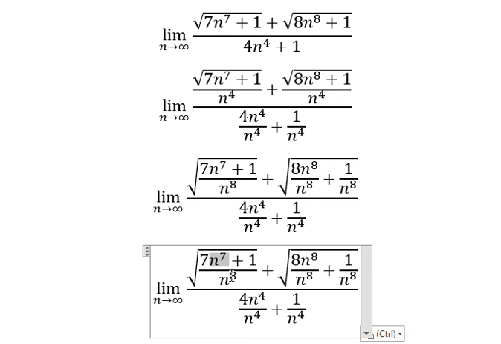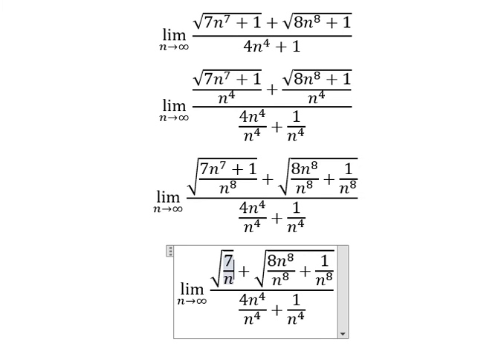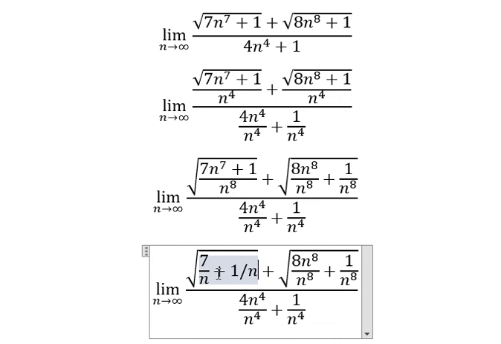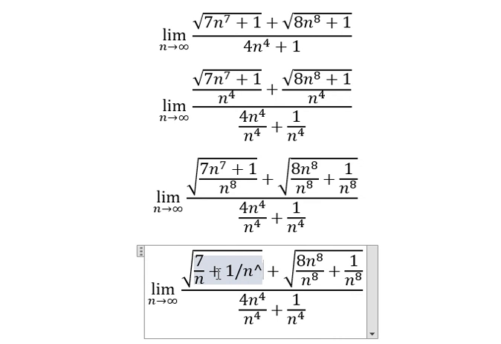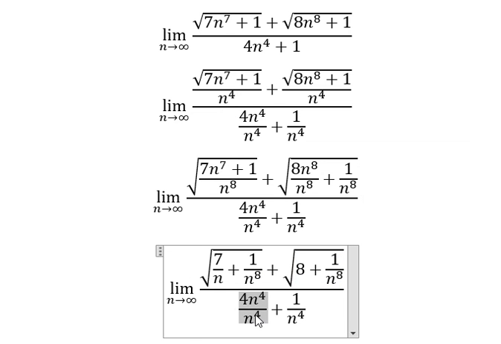So this one divided by this one. So we keep 7 over n. And this one we have n to the power of 8. This one we have number 8. This one we have number 4.